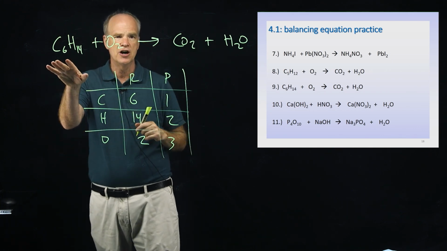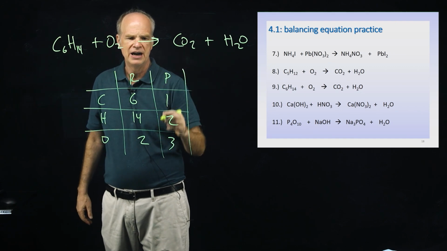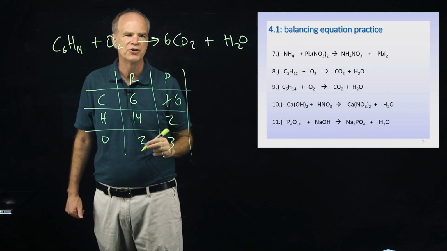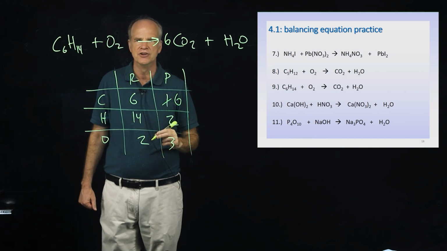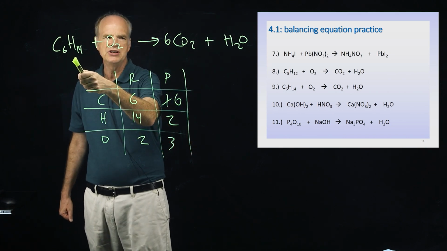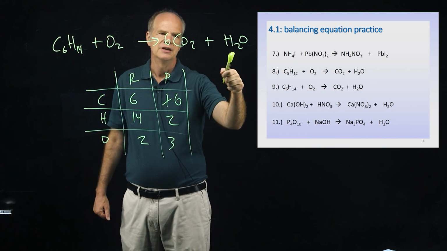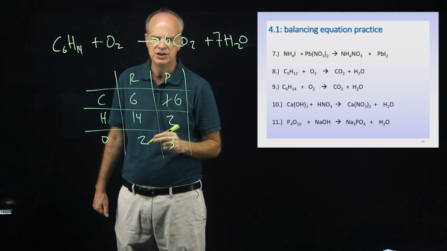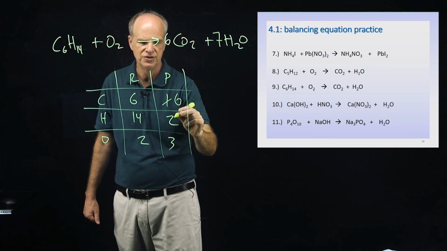So we have 6 carbons on the left, we have 1 on the right, so if you put a 6 here, the carbons are balanced. Now let's balance hydrogens. Okay, so we have 14 on the left, and 2 on the right. And so we just put a coefficient of 7 here. That should balance the hydrogens.